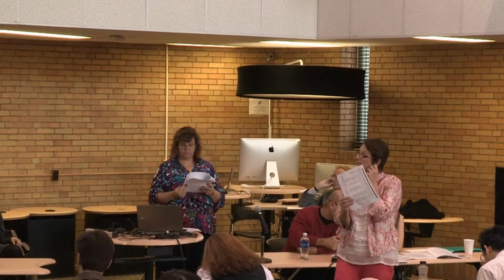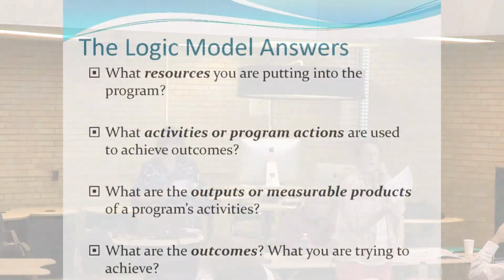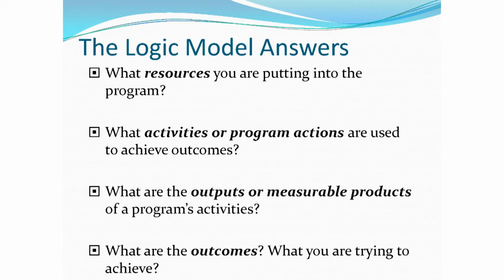All right, these are some of the questions that we asked ourselves when we first started putting together each of the pieces of our logic model. So we said, what resources are we putting into the program? We said, what activities or programs are needed to achieve the outcomes? We asked, what are the outputs or the measurable products? And then the last one was what we're trying to achieve. I know you can't see it. You can probably see. That's okay. So go to the next page.